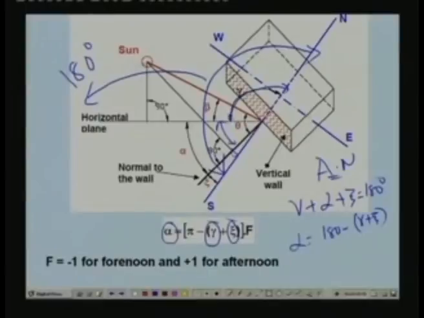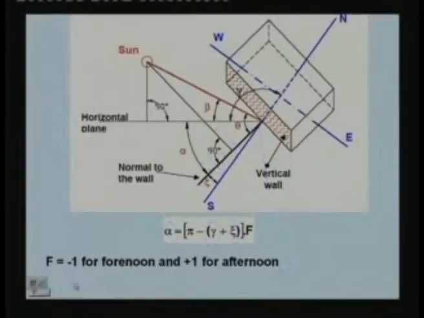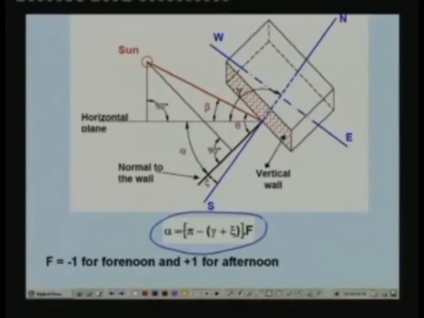Now, for the forenoon, the sun will be on this side, towards the south, somewhere on this side. Then you will find that gamma is equal to 180 plus alpha plus zeta. In such a case, alpha is given by 180 minus (gamma plus zeta) multiplied by minus 1. So that is why I have given this equation. This is the relationship: alpha is equal to f times (pi minus (gamma plus zeta)), where f takes a value of minus 1 for forenoon and plus 1 for afternoon.